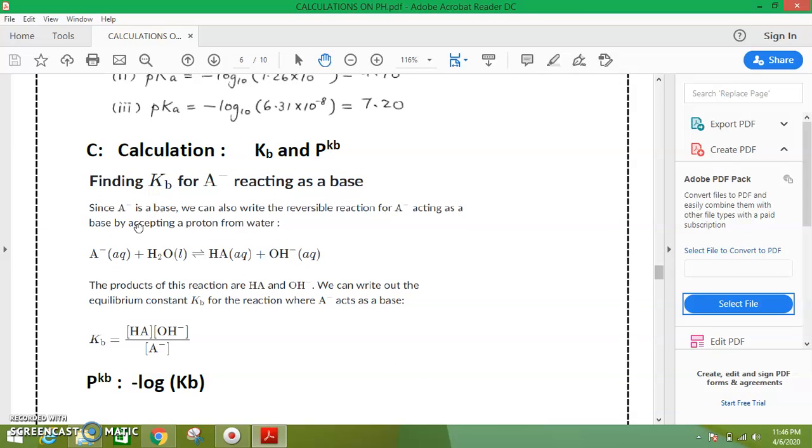Rules, look at here, finding Kb for a base. How to calculate Kb: product over reactant, same. Look at here, product over reactant. If the value is given, substitute the value, you will get Kb. Similar to above in part B where you calculate Ka. And how to get pKb, same as pKa. Take the negative log of Kb, you will get pKb.